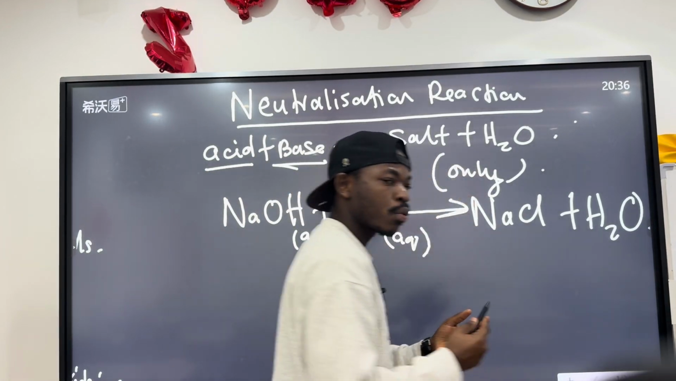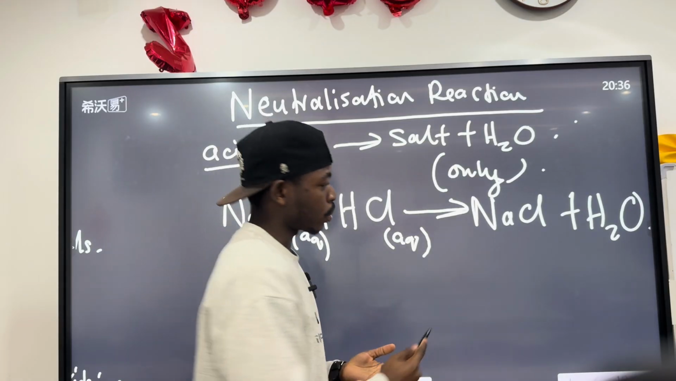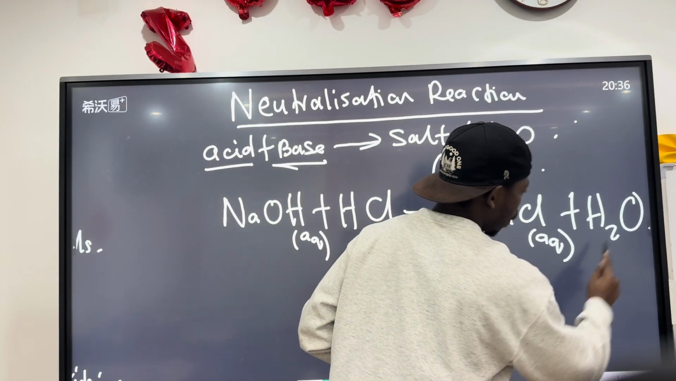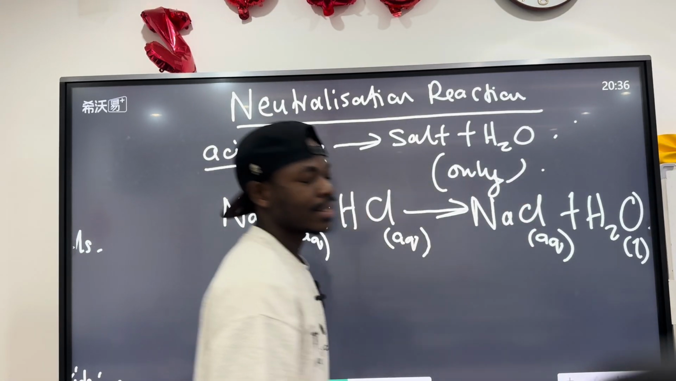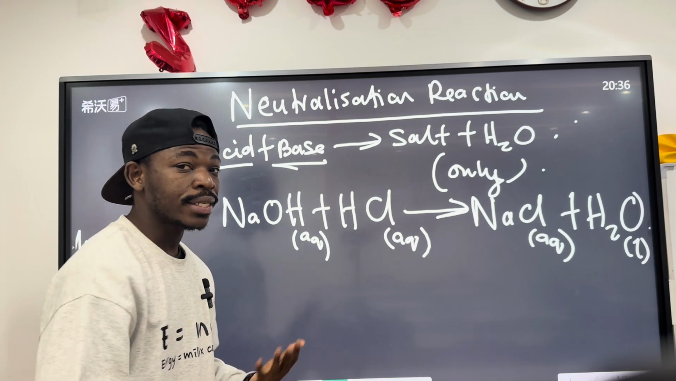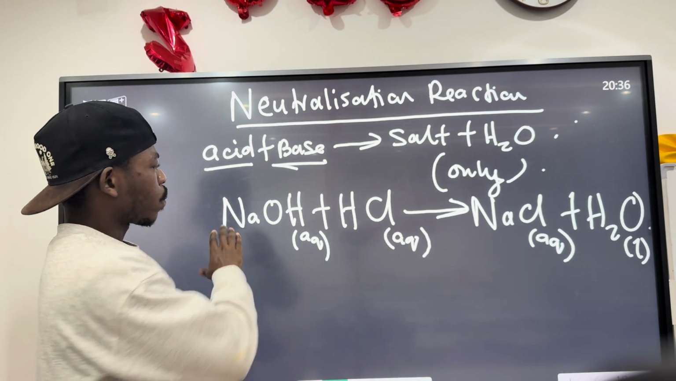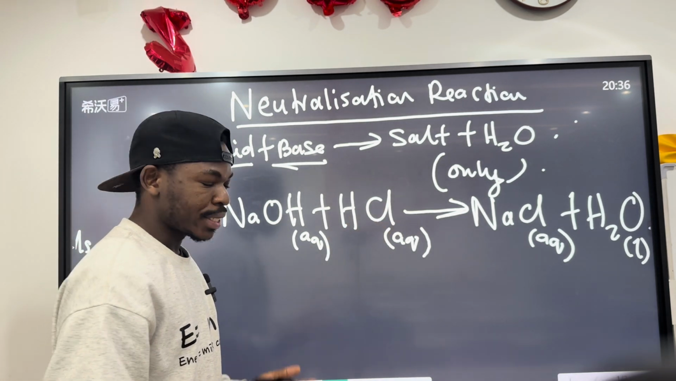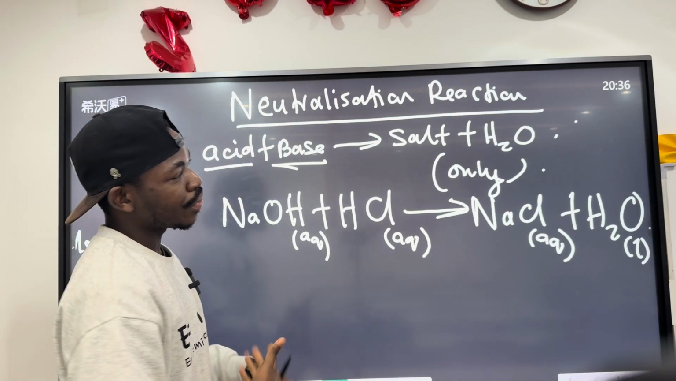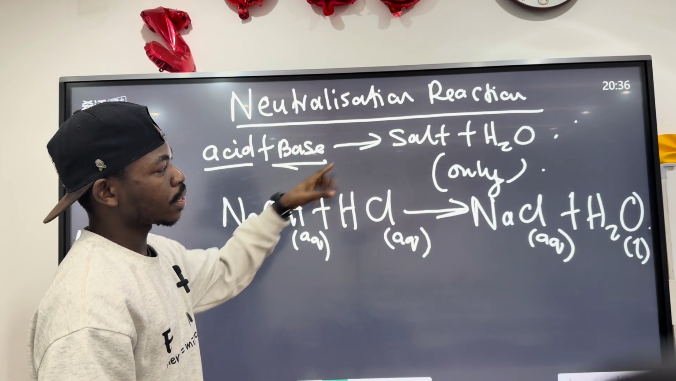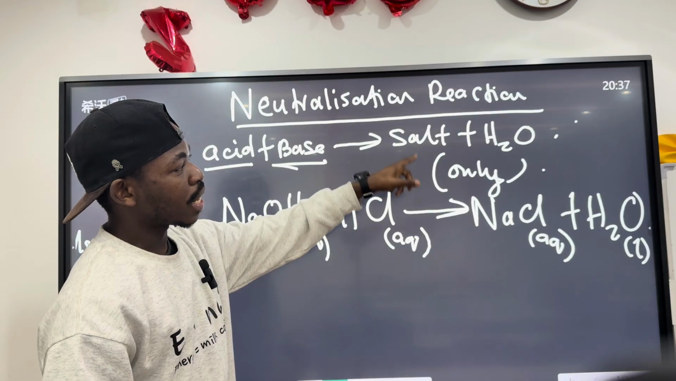This sodium chloride is a salt and it's a soluble salt. So we should put aqueous there. Water is a liquid, like that. Okay, so those are the state symbols. This is a good example of a neutralization reaction. Simply a reaction that involves an acid and a base and results in the formation of salt and water only.